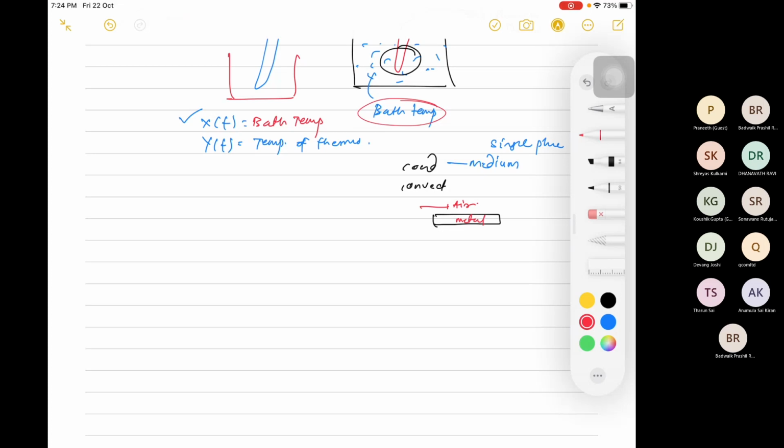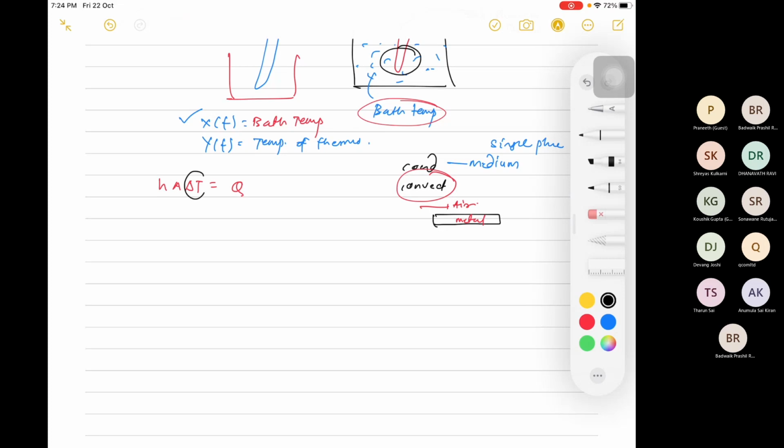So you need to keep in mind, if there is single medium, then there is conduction. If there are more than one medium, then it is convection. So it is convection wala problem. Convection में क्या होता है? HA delta T is equals to Q. Getting? HA delta T is equals to Q.